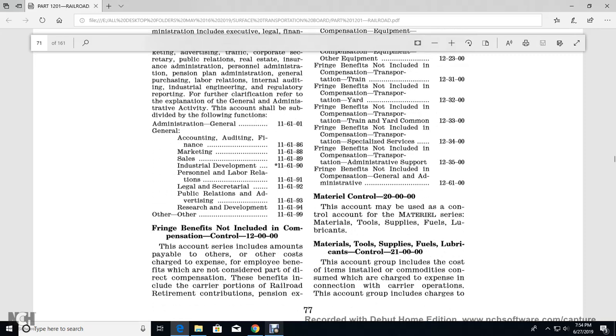Alright, material control 2000000. The account may be either the control of the account with the material, the material supply with the fuel lubricants, the control of the 21000.